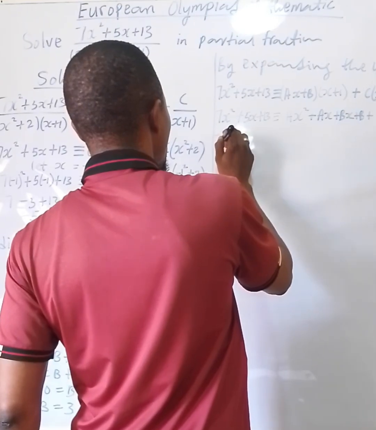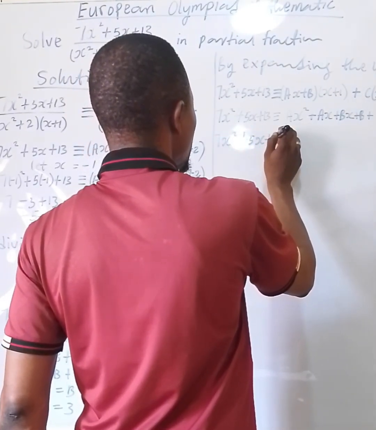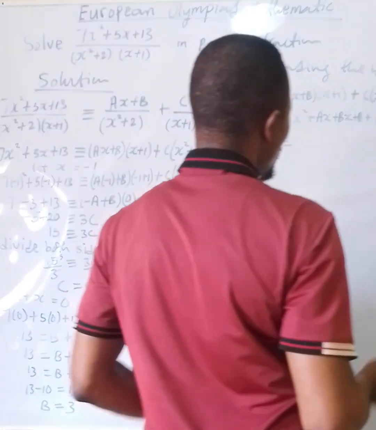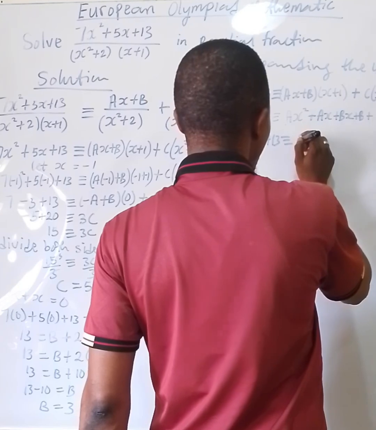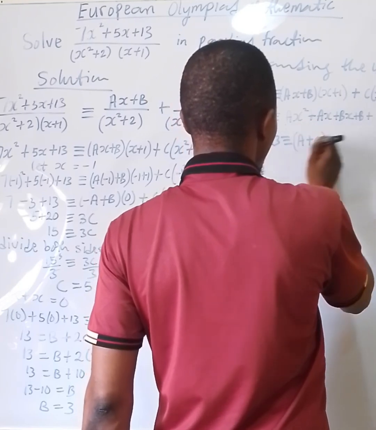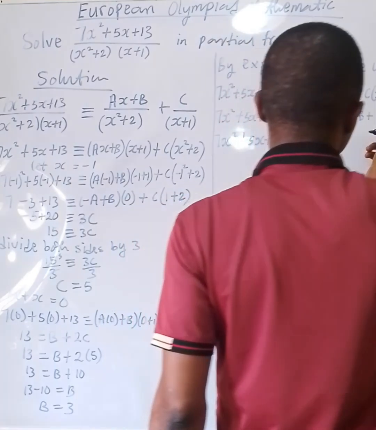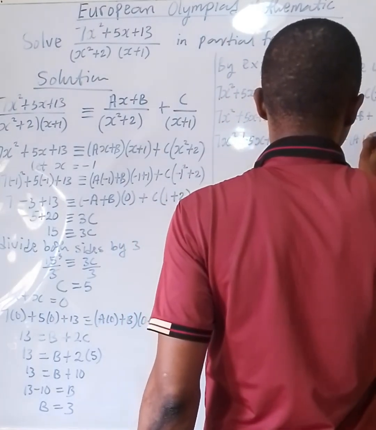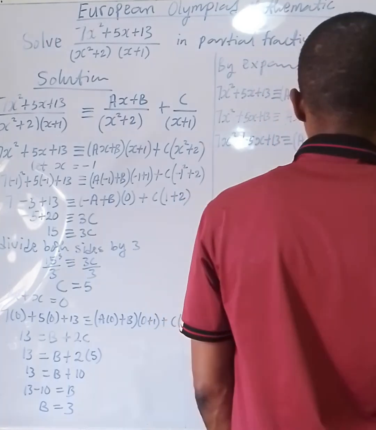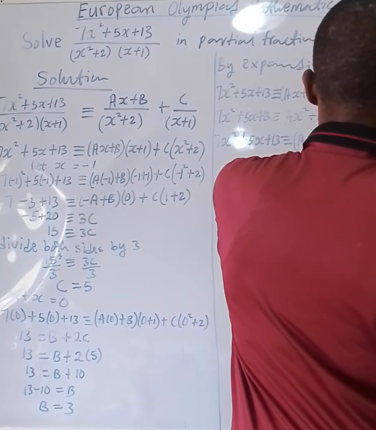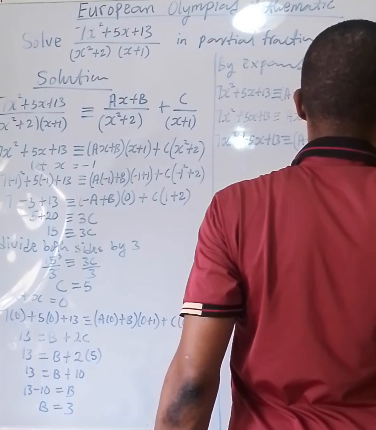7x squared plus 5x plus 13 equivalent to, so you now collect like terms. The ones that have x squared, you group them together: (a plus c) into x squared plus (a plus b) into x. Are we together now? So we have the remaining b and 2c, so plus b plus 2c.